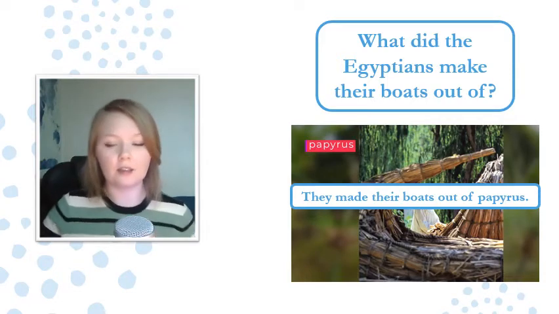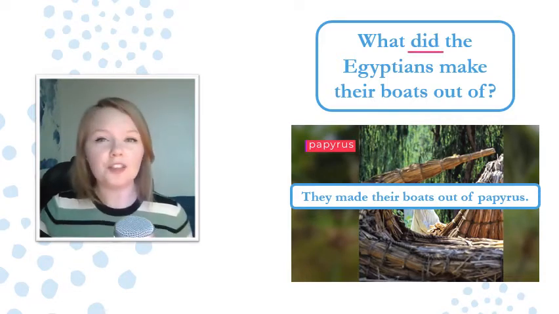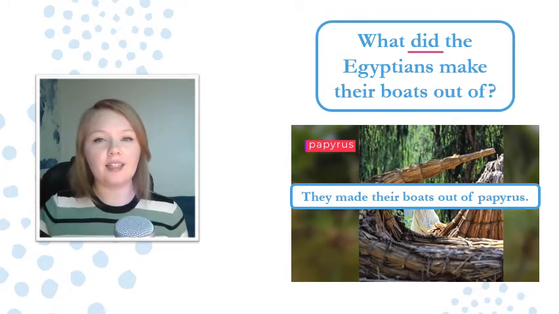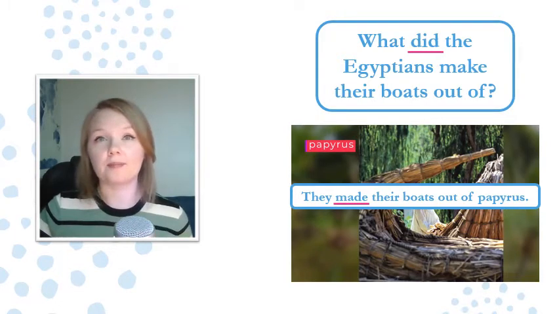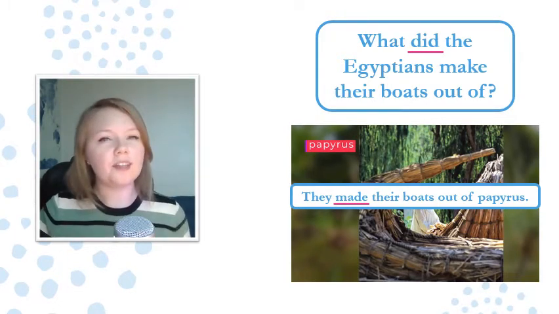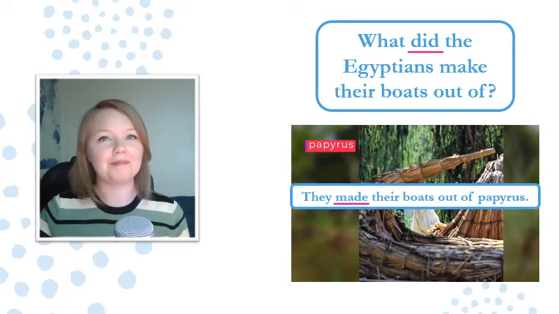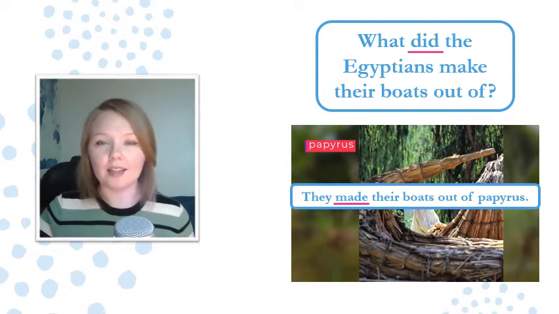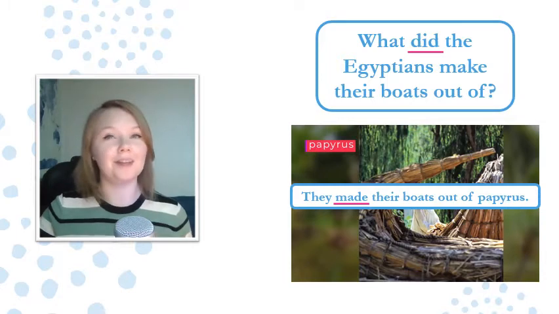Let's look a little closer at our question and answer. In our question, we see what did they make their boats out of? And in the answer, they made their boats out of papyrus. In the next video, you'll see how to use the correct grammar to talk about the past. This is just an example. Now let's go ahead and look at vocabulary that will help us talk about different events in the past.